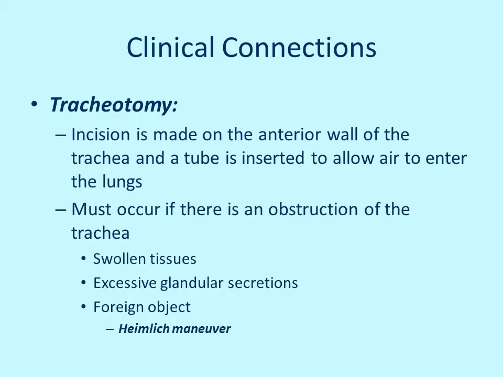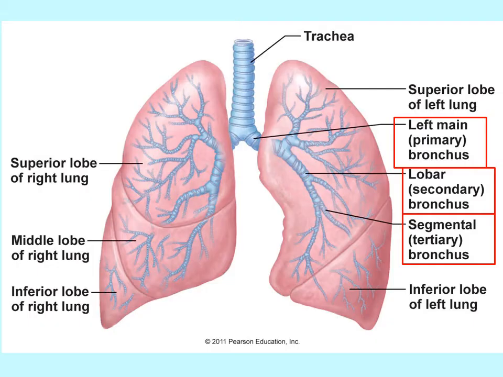The tracheotomy is an incision that would be made into the anterior wall of the trachea, and then you insert a tube in. This would allow air to enter the lungs if there is a blockage of the trachea. Now, what is causing the obstruction? It could be due to swollen tissues. It could be due to a foreign object that has been ingested.